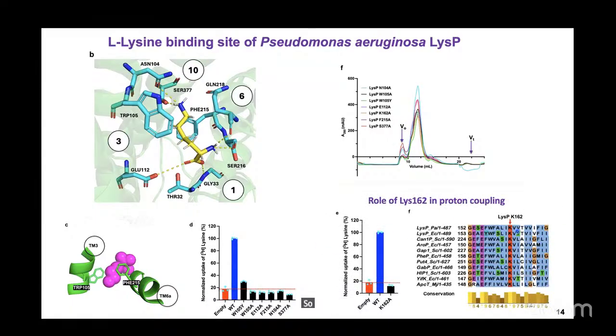So there is a lysine 162 of LysP that is highly conserved in all cationic amino acid transporters. And we propose that this lysine is the one responsible for proton coupling, although more experiments need to be done here to validate this.